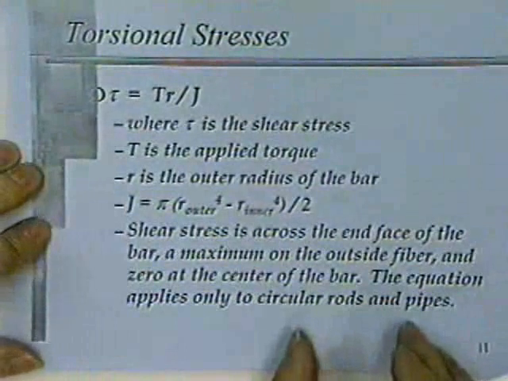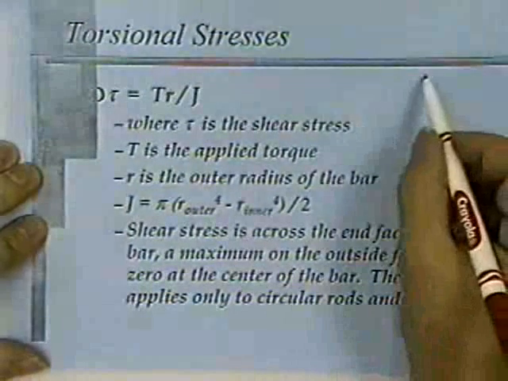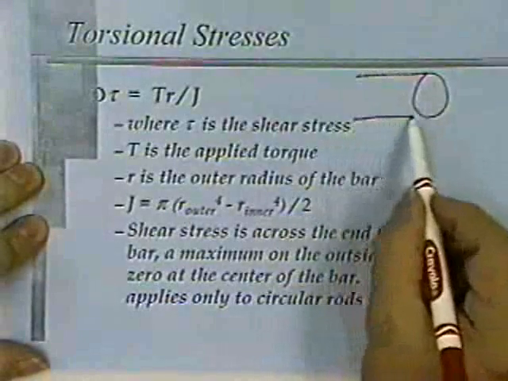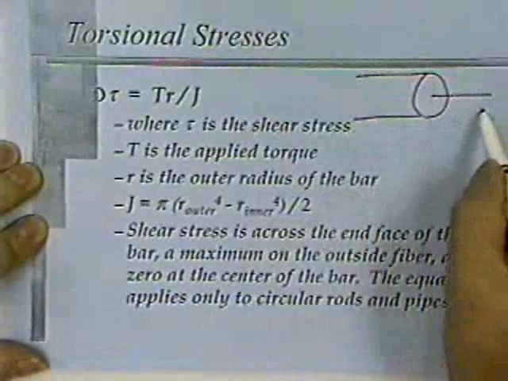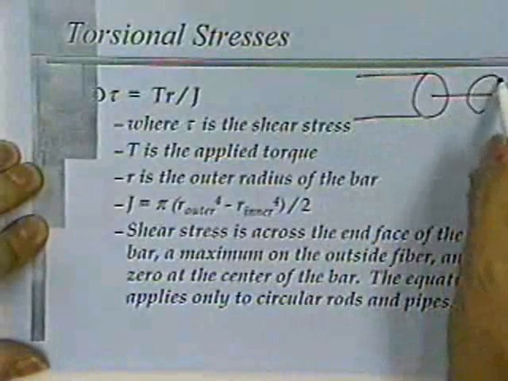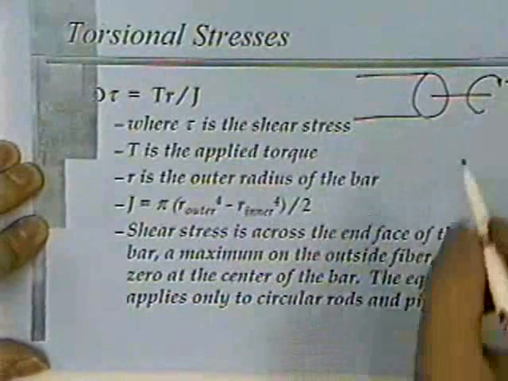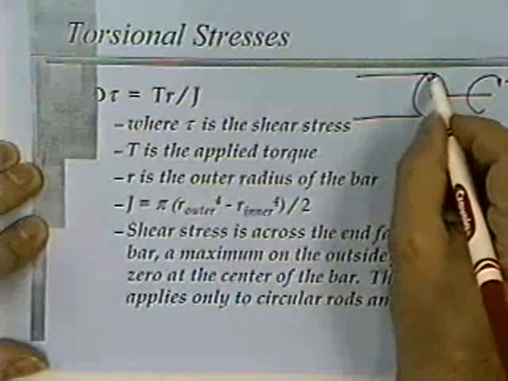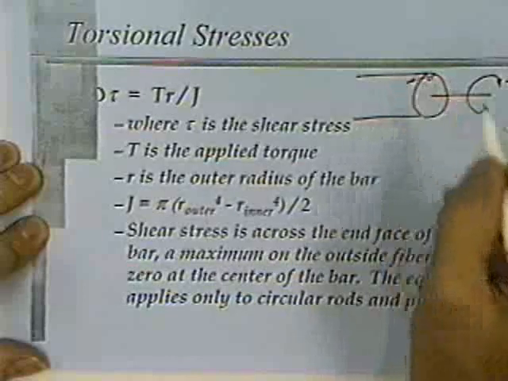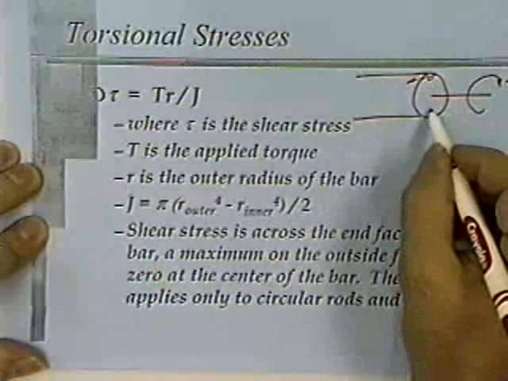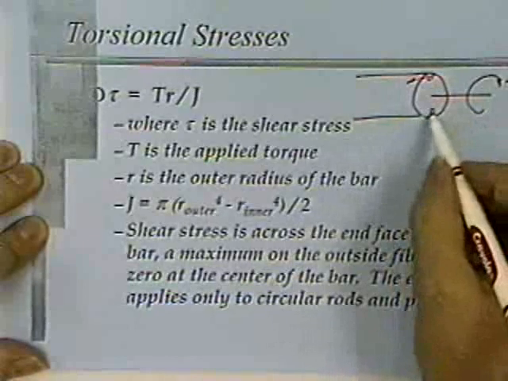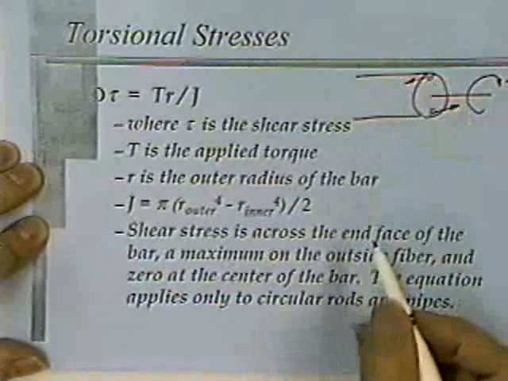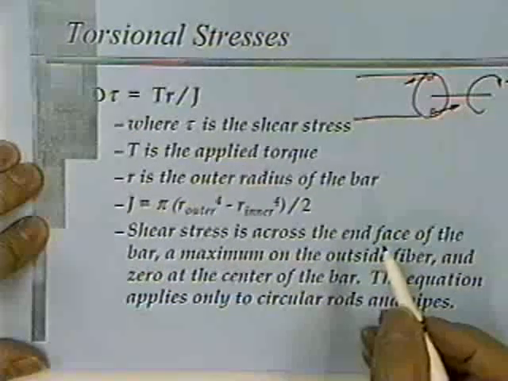When you twist a bar, you also cause some stresses in the bar that are shearing stresses. When you twist the bar about its axis with a torque, this little fiber on the top of the bar resists that twisting, and a little fiber on the bottom of the bar resists that twisting, and they cause shearing stresses across the face of the bar.